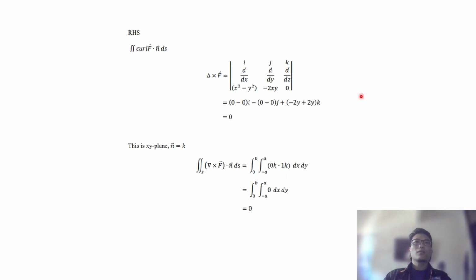So we verify for our curl of F and normal vector dS first. For the curl of F, you do the cross product, and in the end we get 0. Our normal vector n, for the xy plane, is k, which is 1k. So we just take the dot product of this equation and the 1k, and we get 0, and our limits will be from negative a to a, and 0 to b, but due to the 0 it becomes 0.